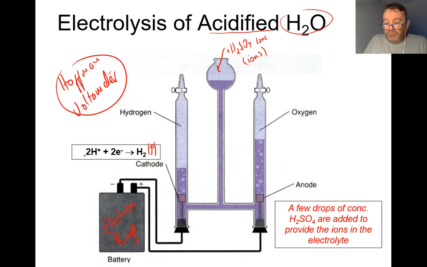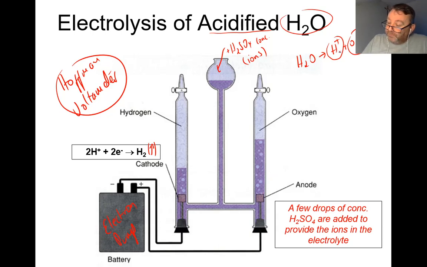But you might say, where's the 2 H+ coming from? Do you remember when we studied water in a previous chapter, we said that water itself does self-ionize. It does become H+ and OH-, although to a very, very tiny degree. However, there are H+ ions and OH- ions in water. So the H+ will obviously be attracted to the cathode because the cathode is negative, and the OH- will be attracted to the anode.